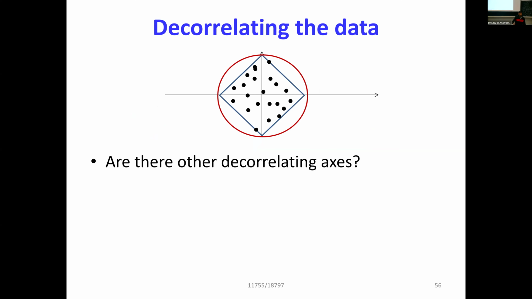So here is a bunch of data. Without getting into the math, here's a bunch of data. Are the data uncorrelated?